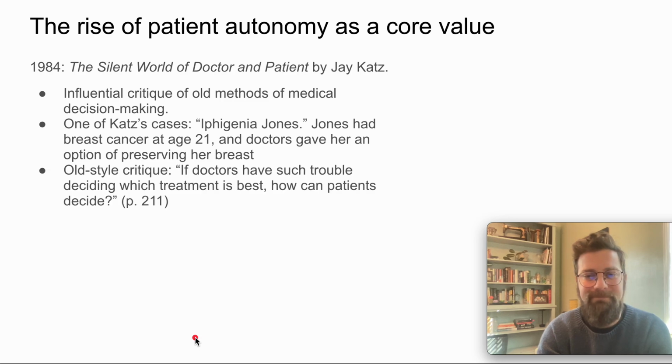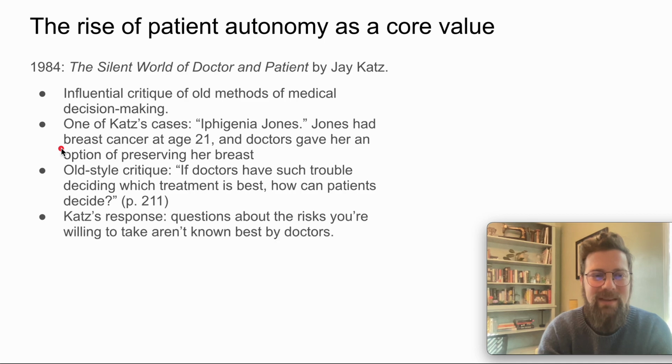Now, when both the doctor and Jones were discussing the decision at a medical conference, some doctors thought that this approach was completely wrong-headed. Right. So the paternalistic model said, this doesn't make any sense. They might ask, if doctors have such trouble deciding which treatment is best, how can the patient decide? And we might think that doctor knows best, not patient, so they should be making the decision.